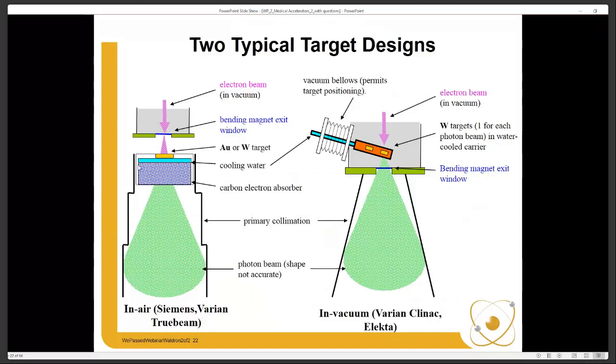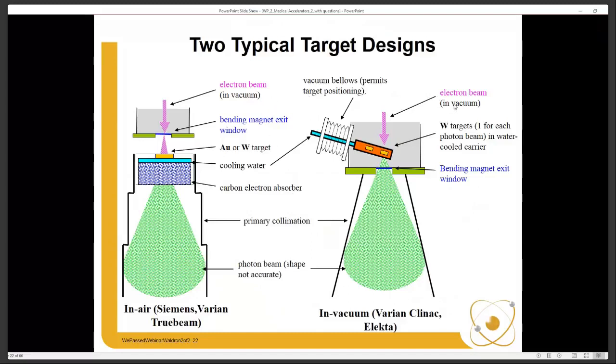Directly below here is a canister that's got a gold or a tungsten target, and it's less than a millimeter thick. Because of this, and the large amounts of heat produced, this has to be water-cooled. So this entire little canister is water-cooled. And because of the beam spread and the large amount of scattered electrons that are going to occur within this scheme, we have a carbon electron absorber below this. And this is almost a centimeter thick. So we have electrons exiting the vacuum, striking the target, and of course now we have a photon beam heading down the primary collimator. And a primary collimator is not always a smooth cone. Sometimes the sides are stepped, as shown on the left.